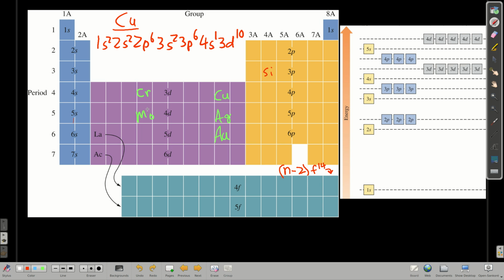Silver is the same. It's going to be 5s1, 4d10. Gold will be 6s1, 5d10. So memorize these five exceptions. Other than that, we'll just follow the order of filling that we get from looking at the periodic table. Just so you understand, there are more exceptions down here. We're not going to bother with them.